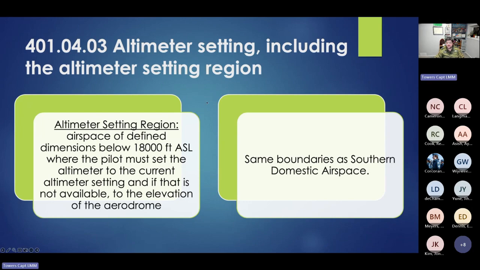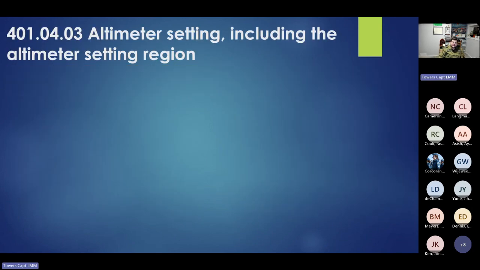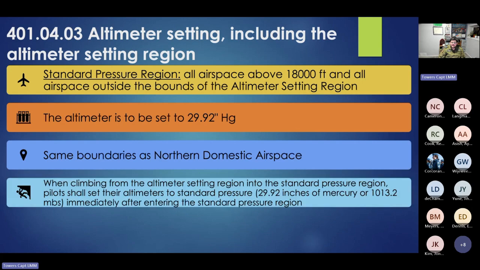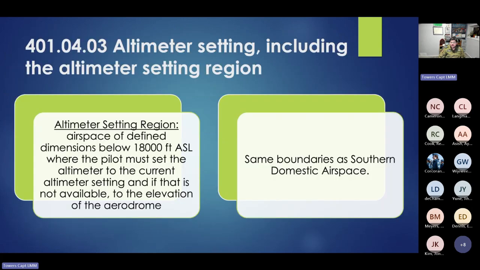Okay, back to the altimeter setting region. Like I was saying, the altimeter has a little knob on it. When you're in the altimeter setting region, you'll want to set that knob to whatever the altimeter setting is for the closest aerodrome or airport that you're at, so that everybody's at the same basis for what their altimeter is reading.